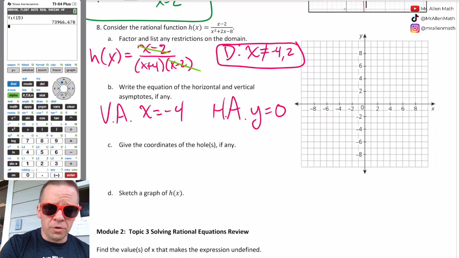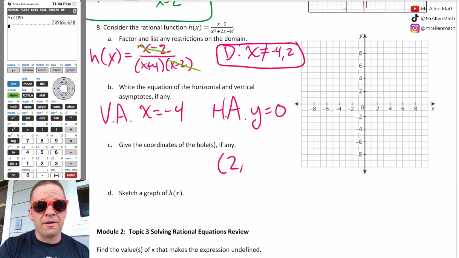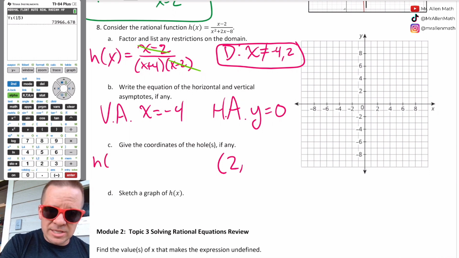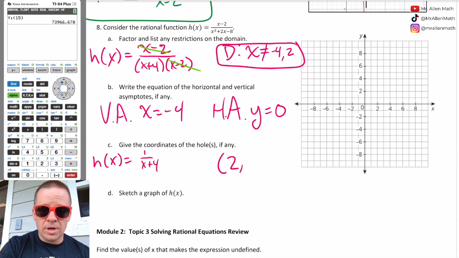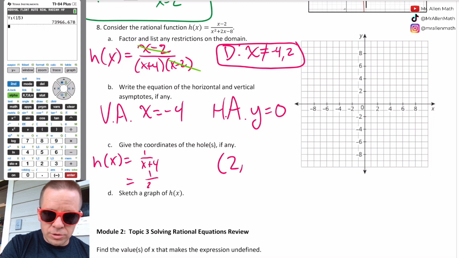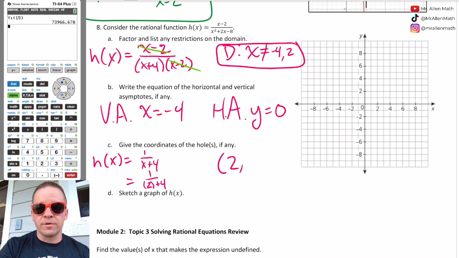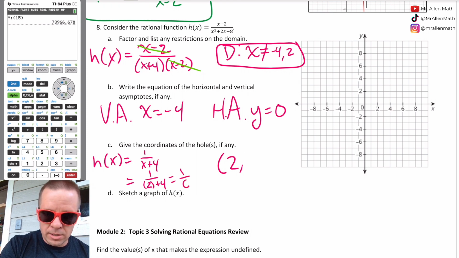Now come the holes here. So I know the hole, just one, we're going to have 2 comma something, but we got to find that something. So now I have this simplified form of 1 over x plus 4. So if I plug in 2, I'd have 1 over 2, and I like to throw it in parentheses when I'm doing substitution, plus 4, that's 1 over 6. So we're going to get 1/6 for my y coordinate of that hole.